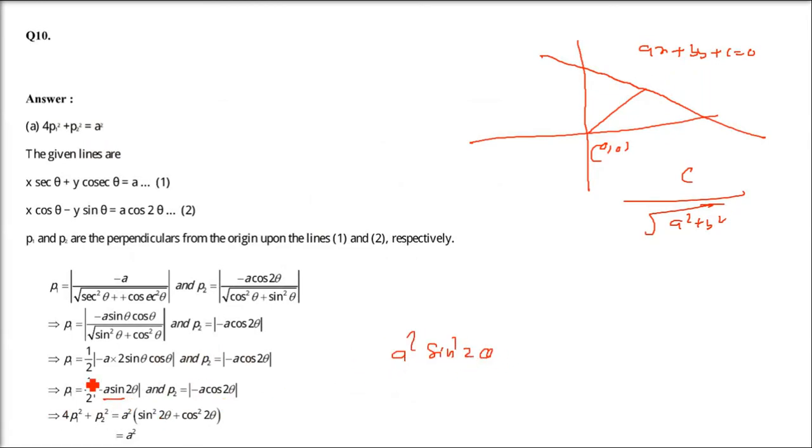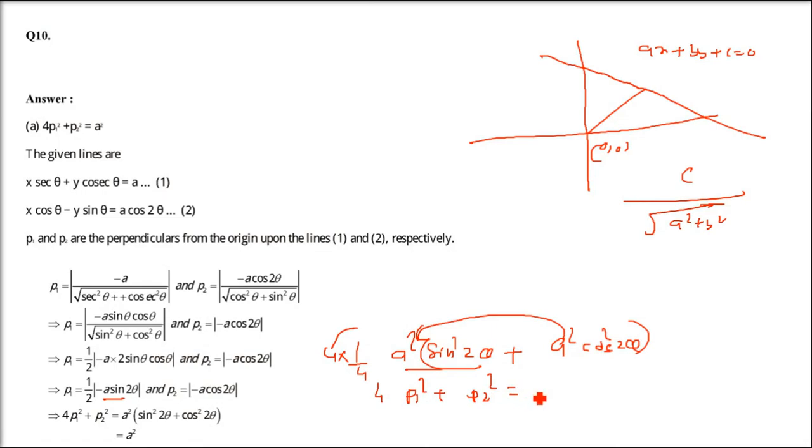If I take the square of P1, it will be a square sin square 2 theta by 4. So if I multiply it by 4, and add it with the square of P2, that is a square cos square 2 theta, the 4 gets cancelled, a square can be taken out. So sin square 2 theta plus cos square 2 theta is going to be 1. So a square comes outside, and only a square will remain. So 4 times P1 square plus P2 square is going to be a square. And this is the solution, this is the A option. So question number 10, you have to tick A option.